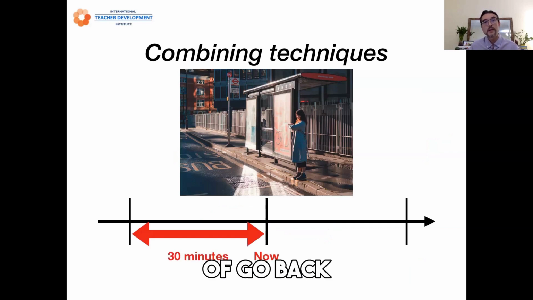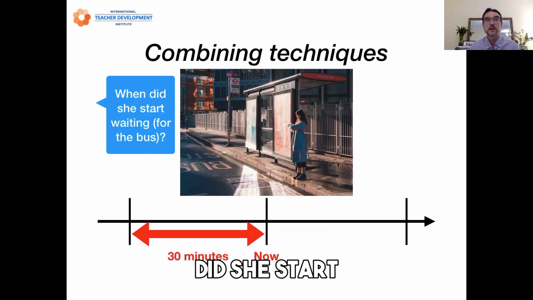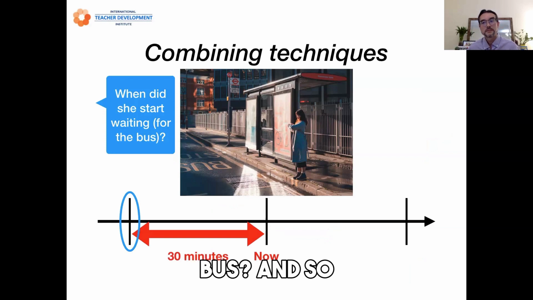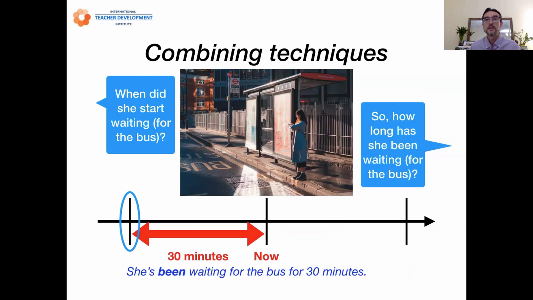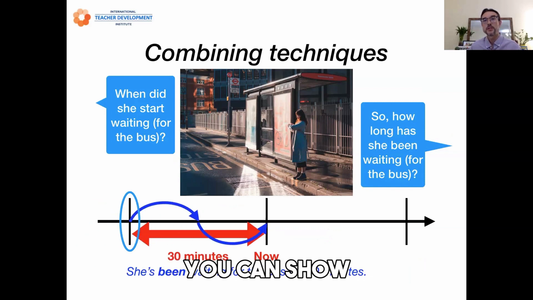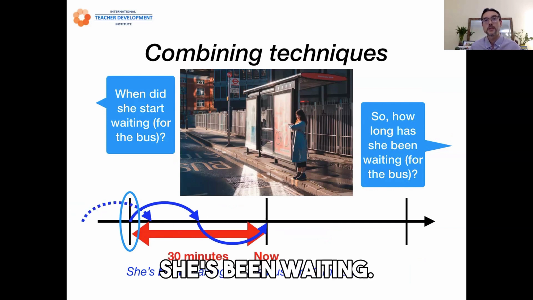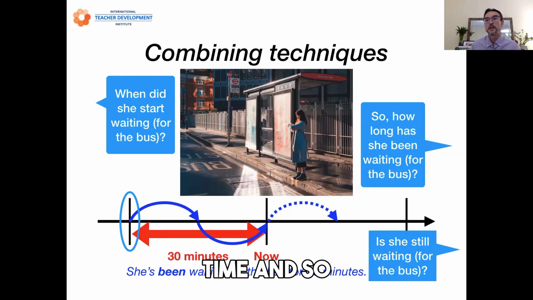Then I go back and think about, okay, so here's my 30 minutes. And when does she start waiting for the bus? And so how long has she been waiting for the bus? And then again, you have that same concept check question, but you can show now, okay, this is how long she's been waiting. She might still be waiting for some amount of time and so forth.